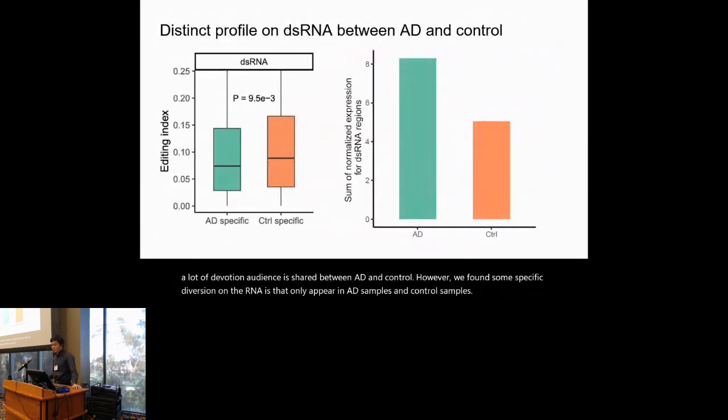We see that the double-stranded RNAs that are specific to AD samples are less edited, shown on the plot on the left, meaning the hypoediting of these double-stranded RNAs potentially contributes to false activation of immune response in Alzheimer's disease. We also observed that the total expression of double-stranded RNA is higher in AD samples compared to control. This might also explain that AD samples tend to have more double-stranded RNAs that are less edited, that are immune stimuli within these cells.